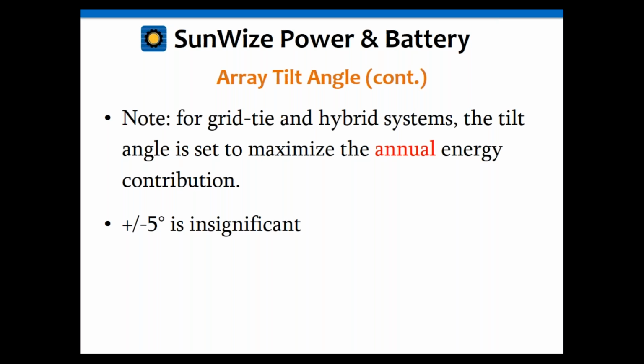But in an off-grid system, we don't have the luxury of having additional sources of energy to charge the battery with in any standalone system. So you want to try to get the maximum in the worst month. So that's why you always adjust your tilt angle for that.